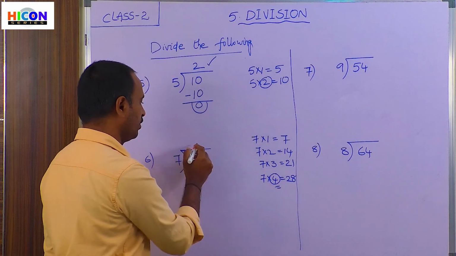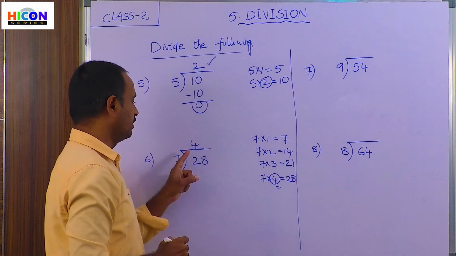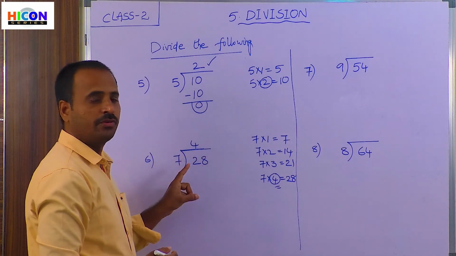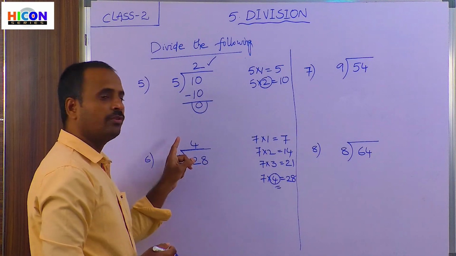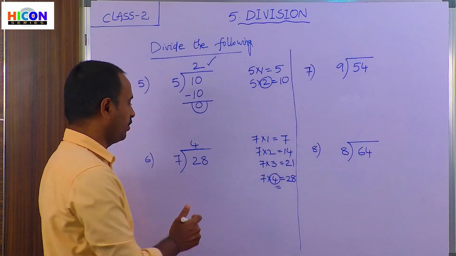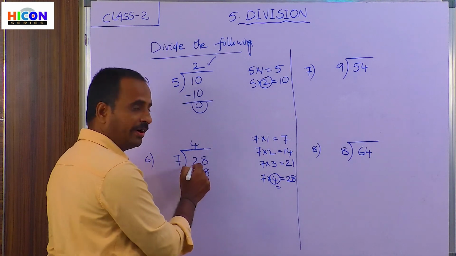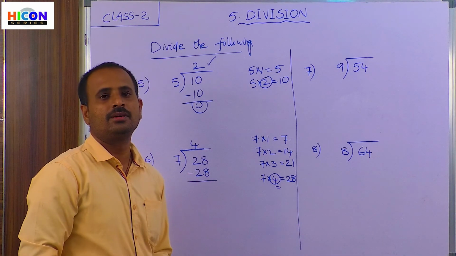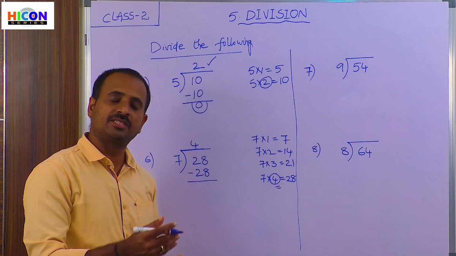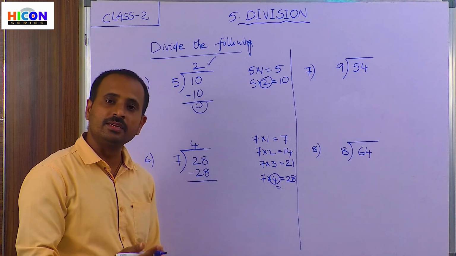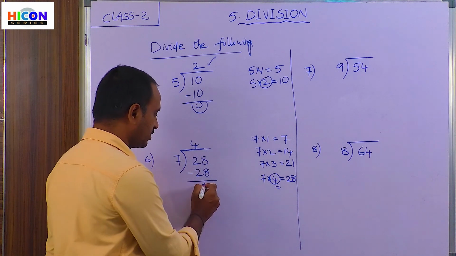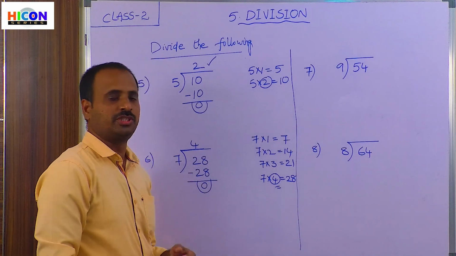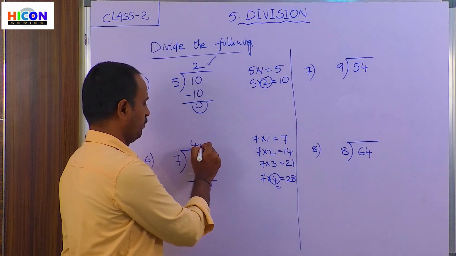So write this 4 in the quotient on the line above the dividend. So now multiply 7 and 4. 7 fours are 28. So write the product 28 below the dividend and subtract. So 28 minus 28. If you subtract any number from the same number itself, the answer is 0. So what is the answer here? The answer is the quotient. What is the quotient? 4. So 4 is the answer.